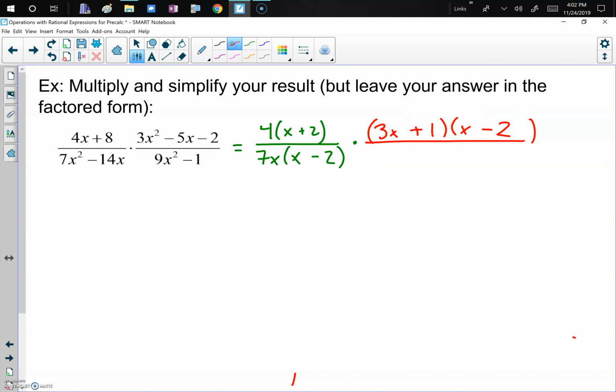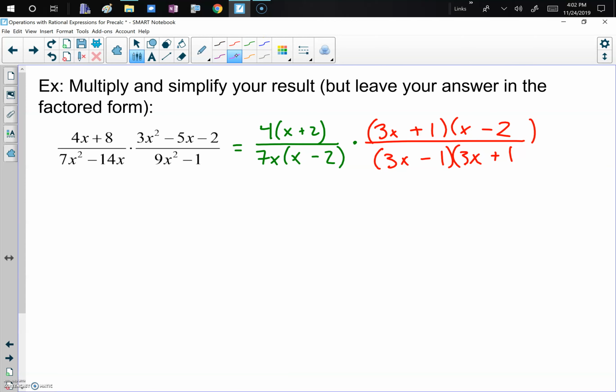Then for our denominator, I can see I have two perfect squared numbers. This is 3x squared for my first term, and 1 squared gets me 1. So it's a difference of perfect squares there. So I'm going to have 3x minus 1 and 3x plus 1 as my factorization for that difference of perfect squares.